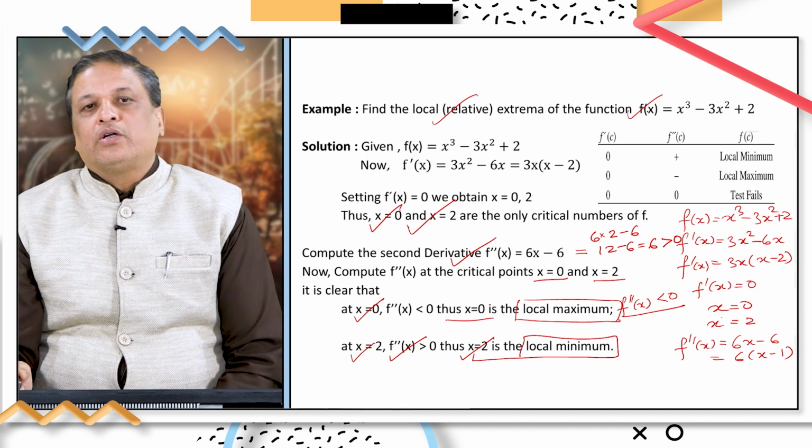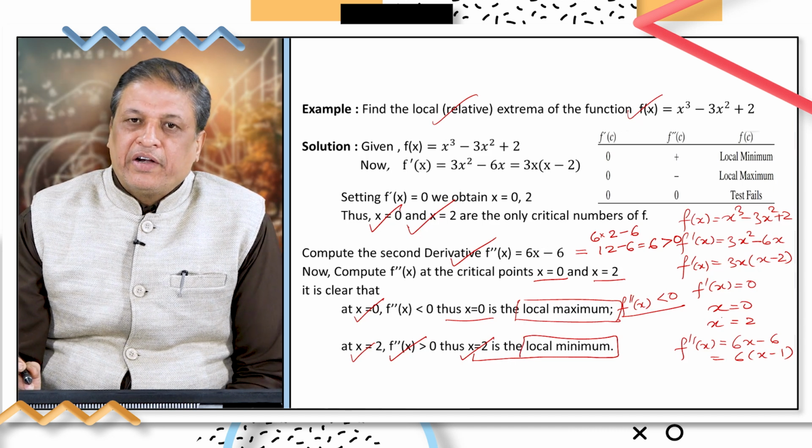So I hope you understood how to apply the second derivative test, and you are advised again to solve more and more numericals so as to have a better understanding. And these questions are frequently asked in your examinations and in your assignments, so you are supposed to practice more and more questions to have a better understanding.